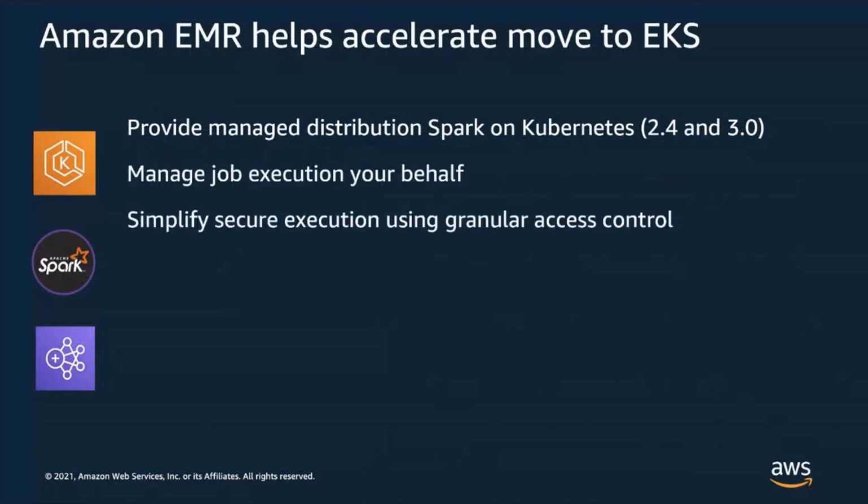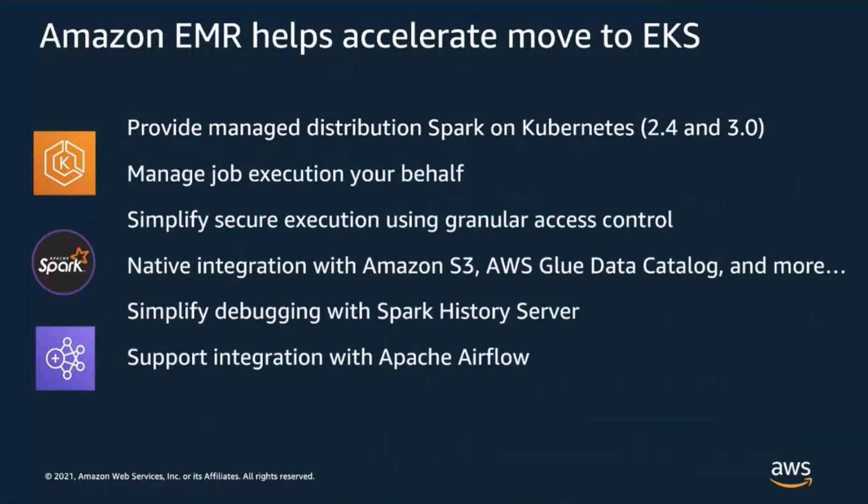So EMR helps accelerate that move to EKS. We do that by providing a managed distribution of Spark on Kubernetes. So we have Spark 2.4 and Spark 3.0. The corresponding EMR version is EMR, I believe it's 5.32 and EMR 6.2. And so you can deploy either of those to your EKS cluster.